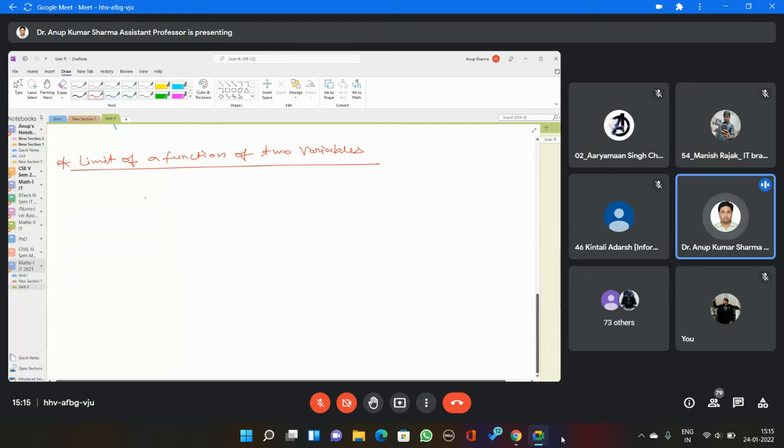Limit of a function of two variables. The definition is the same way, in epsilon-delta form, that we can define. Other things are the same as for a function of one variable; for two variables the manner is the same. We write all the things.